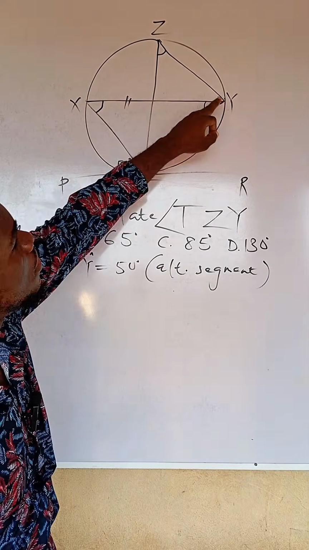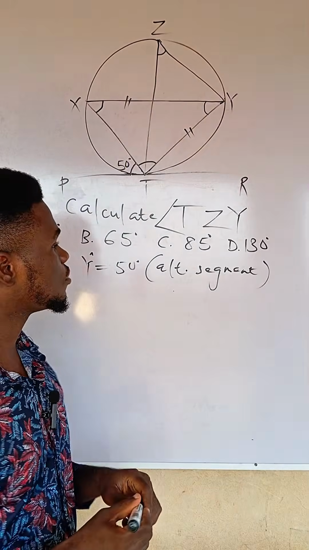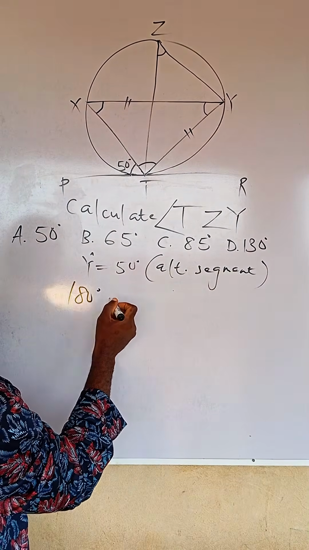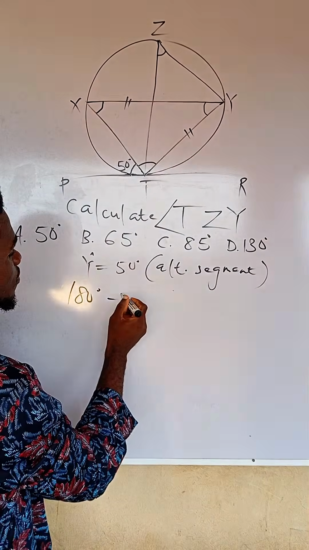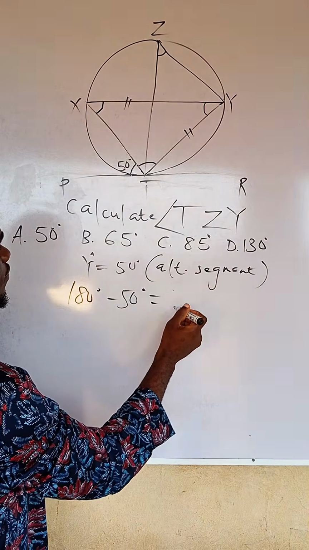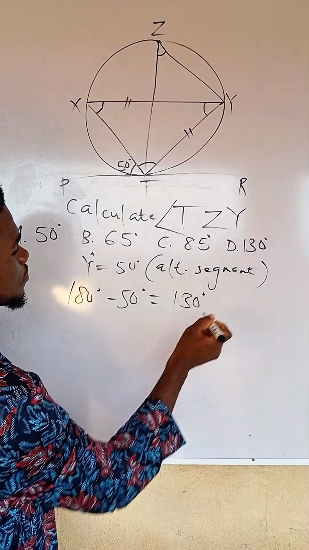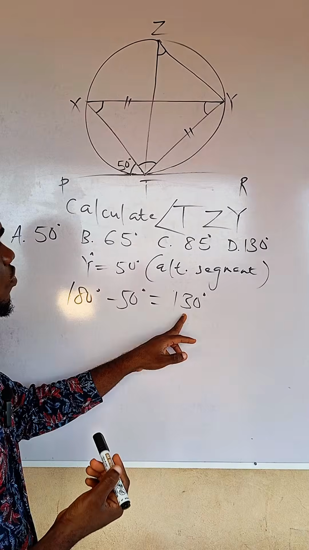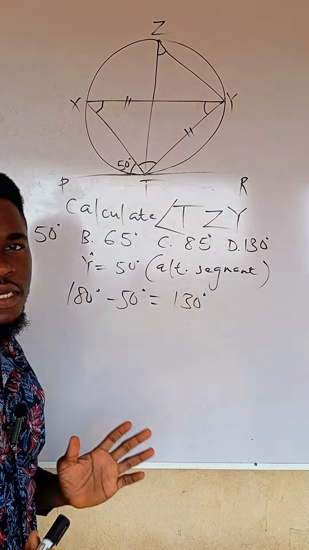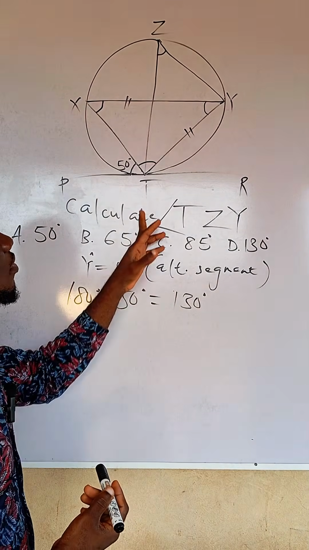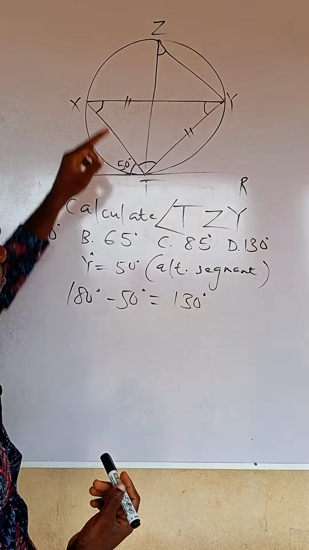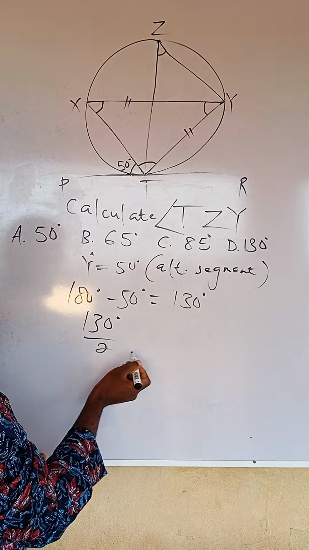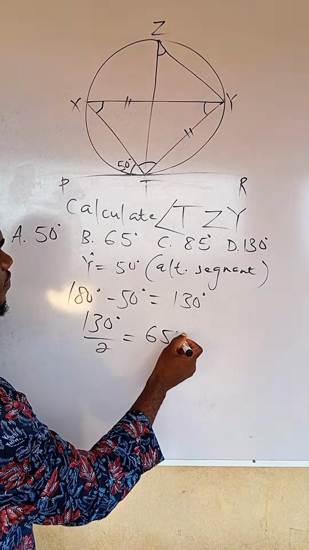To get here, now the sum of the angles of a triangle is 180 degrees, right? When you say 180 degrees minus the 50 degrees you got here, it gives you 130 degrees. Now, since this is an isosceles triangle, just divide it by 2 because an isosceles triangle has its base angles equal. So divide it by 2, whatever you get becomes the value of the angles here. So I'll just have 130 degrees divided by 2 to give me 65 degrees.